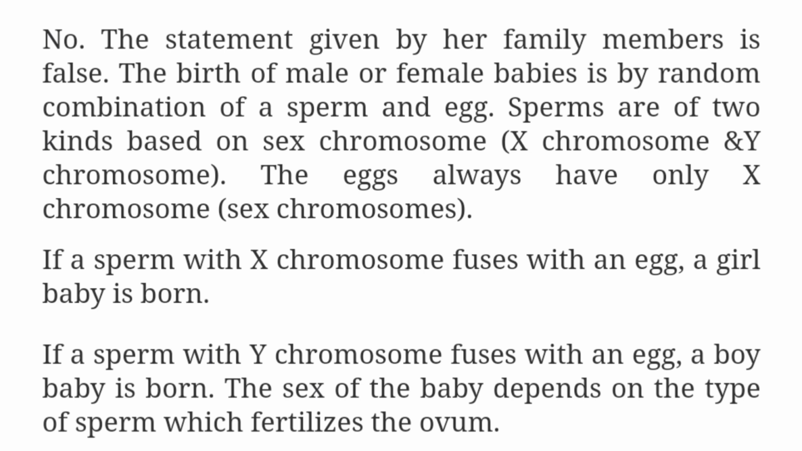The birth of a male or female baby is by random combination of a sperm and an egg. Sperm are of two kinds based on sex chromosome, the X chromosome and the Y chromosome. The eggs always have only the X sex chromosome. If a sperm with an X chromosome fuses with an egg, a girl baby is born. If a sperm with a Y chromosome fuses with an egg, a boy baby is born. The sex of the baby depends on the type of sperm which fertilized the ovum.